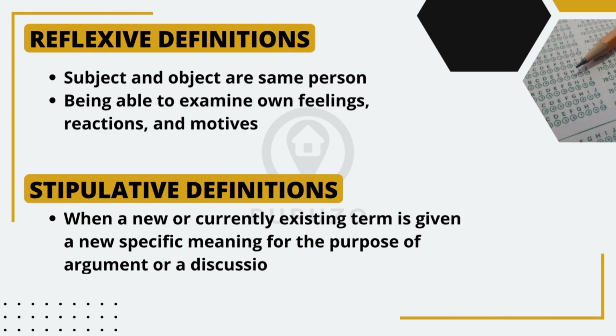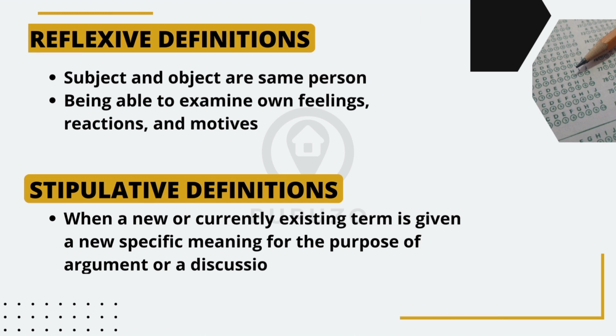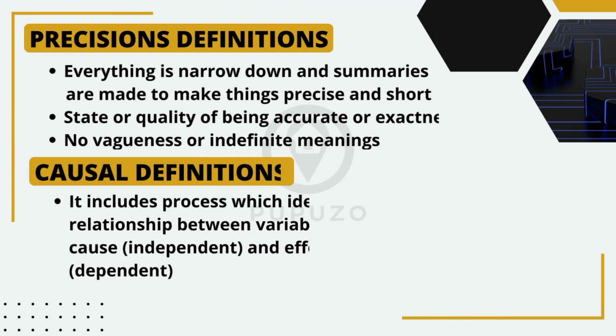Now, let's discuss precise definitions. Precise definitions aim to narrow down and summarize complex concepts, making them more concise and accurate. These definitions eliminate vagueness or indefinite meanings, bringing clarity and exactness to the subject matter. By focusing on accuracy and precision, precise definitions provide a solid foundation for understanding.